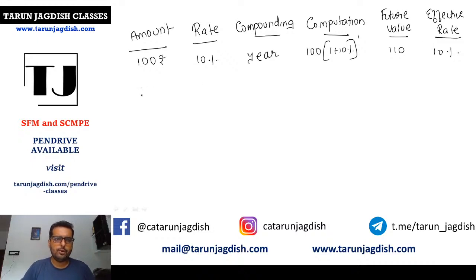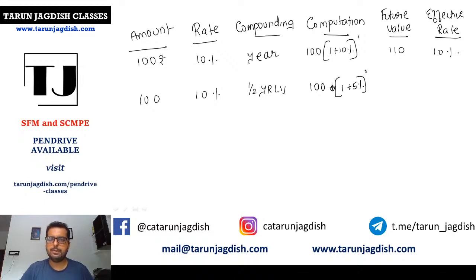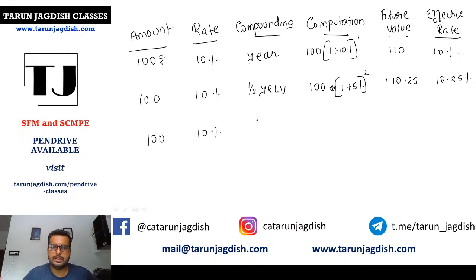Alright. Suppose the same 100, same rate of 10%, but instead of going by yearly, I am going by half-yearly compounding. Now the formula will be 100 into (1 plus 5%) whole raised to 2. I'll get the answer as 110.25. Effectively, my rate becomes how much now? It becomes 10.25%. Am I right?